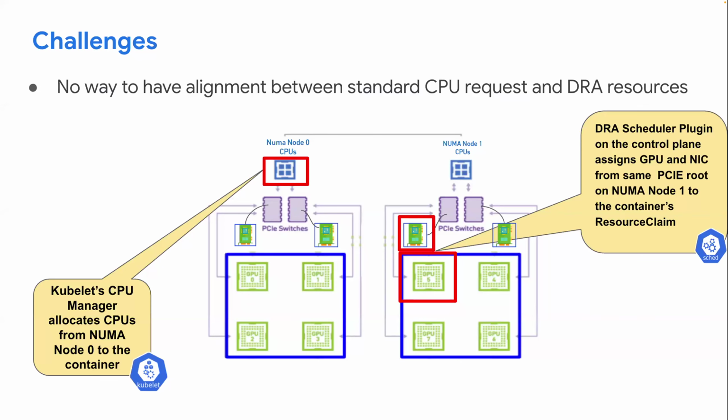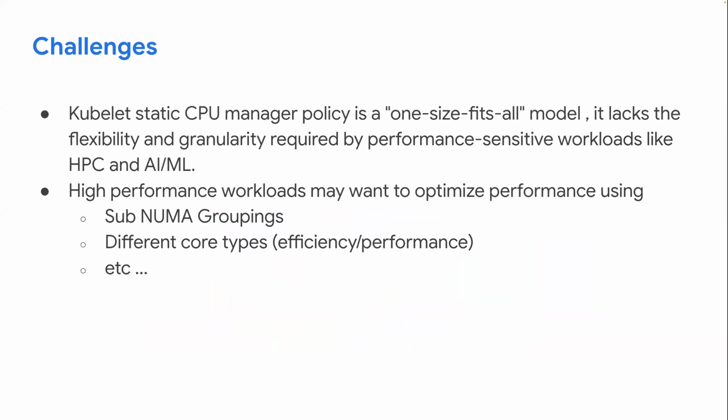This is one problem that we currently have, and the other one is that the static manager policy is currently a one-size-fits-all model, and it lacks some of the granular information that might be helpful for high performance workloads. We don't currently have an option to specify if a workload needs to use efficiency cores or performance cores or sub-NUMA groupings and things like that. So it's mostly under kubelet CPU manager control what CPUs get assigned to the pod, and all the workload can do is request guaranteed CPUs.